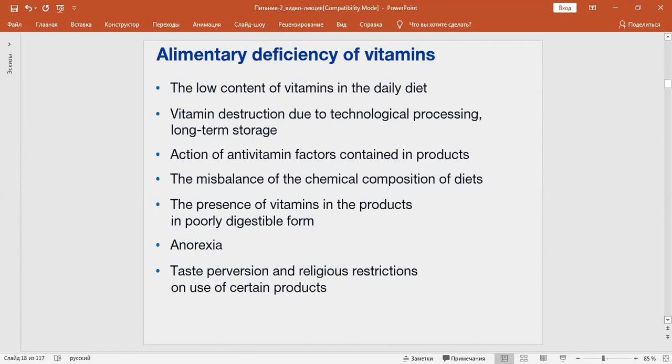It's known that vitamin C is assimilated more easily in the presence of iron and worse in the presence of tannin. Vitamins may be present in products in a poorly digestible form, and increased consumption of the product does not lead to an increase in the concentration of the vitamin in the blood. Insufficient intake of vitamins and other nutrients may be due to refusal of food because of anorexia, perversion of taste, and religious restrictions on the use of certain products, which also may entail vitamin deficiency.